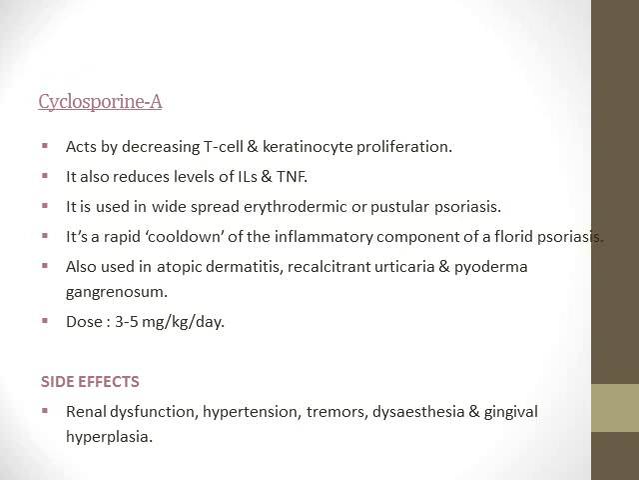Cyclosporin usually gives immediate benefit in psoriasis. So in very aggressive, severe psoriasis, we use this drug. Also in atopic dermatitis, urticaria, recalcitrant urticaria, and pyoderma gangrenosum. Dosage is 3 to 5 milligram per kg per day. Side effects include renal dysfunction, hypertension, tremors, dysphagia, and gingival hyperplasia.